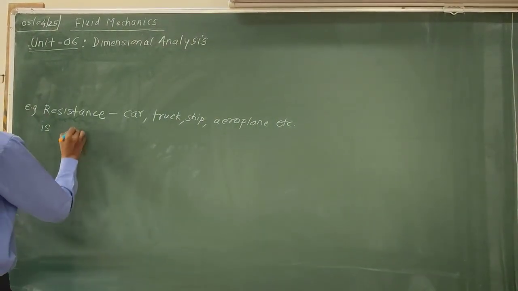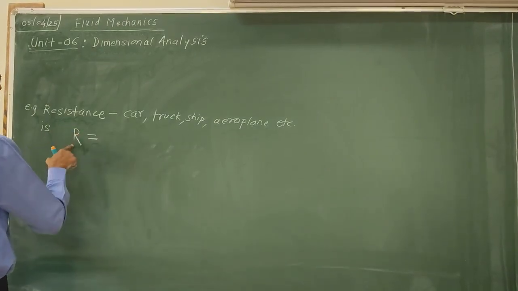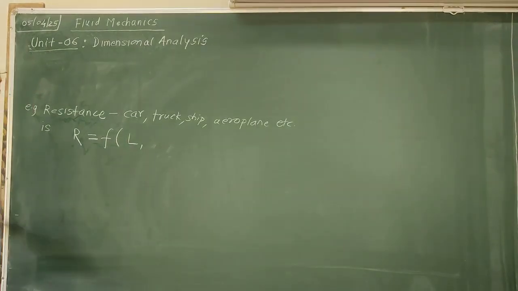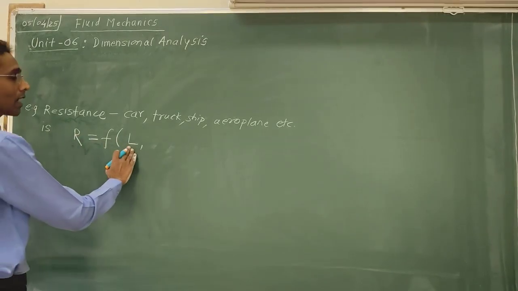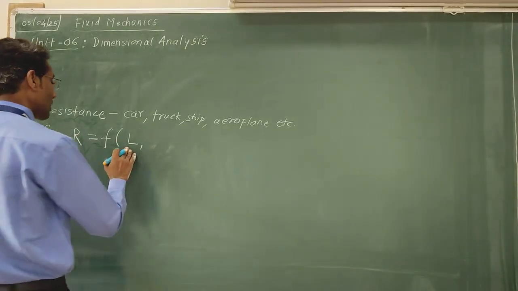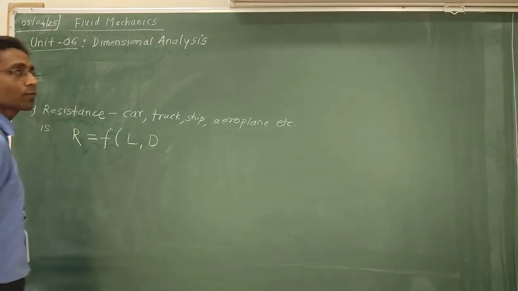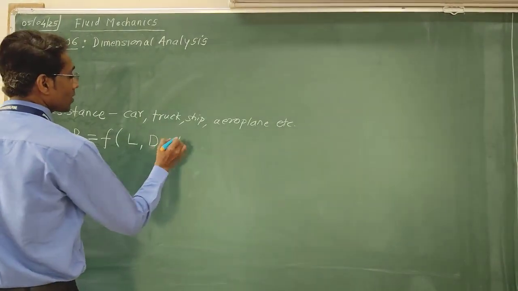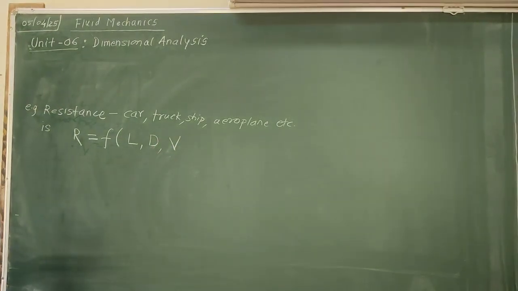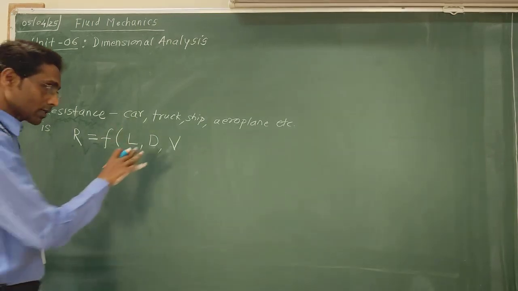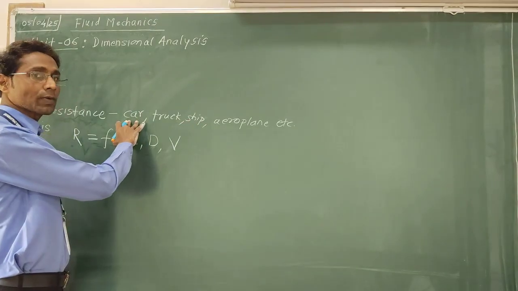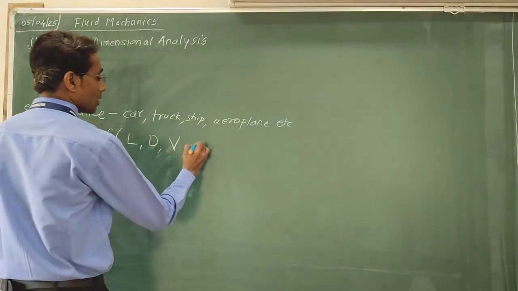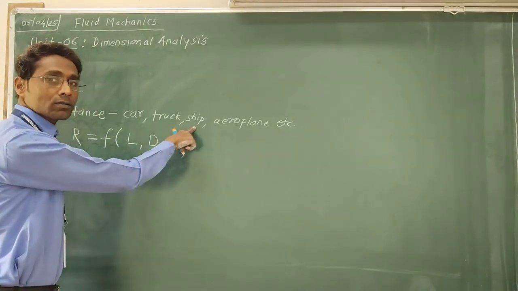Which are the parameters? R is a resistance. Here it is a function of, first of all, dimension. Now here we will use letter L for length of that object. If that object is of circular shape, we will use letter D, that is for the diameter. Then velocity of that object. Now when the aeroplane is flying, the velocity of the aeroplane, velocity of car or truck, that is velocity.